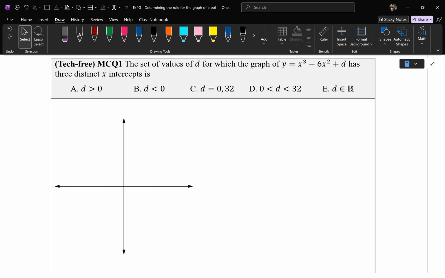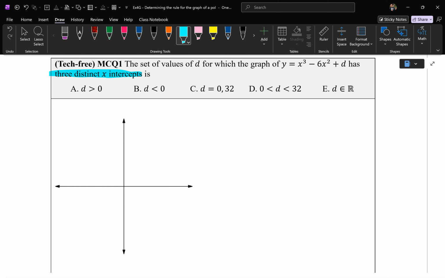You got y equals x cubed minus 6x squared plus d. You don't know what d is. Has 3 distinct x-intercepts. So that's a hint. That's the biggest hint for you. So what is d? Is d greater than 0, meaning positive, negative? d is 0 or 32. d is between 0 and 32, or d is any number.